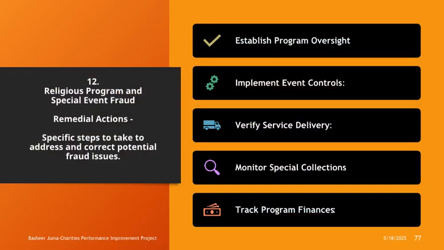Remedial actions. Establish program oversight. Create committees to oversee major religious programs and events. Implement event controls. Develop standardized procedures for event ticketing and cash handling. Verify service delivery. Confirm that paid religious services are actually delivered. Monitor special collections. Provide extra oversight during high-volume donation periods. Track program finances. Maintain separate accounting for major programs and events.